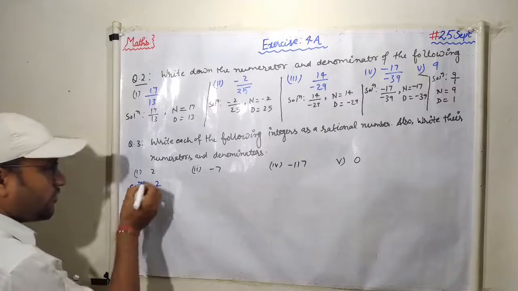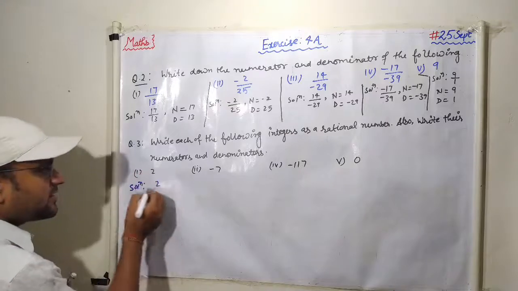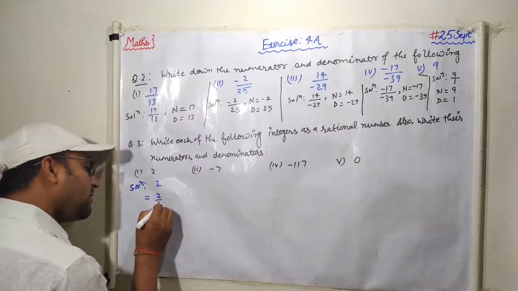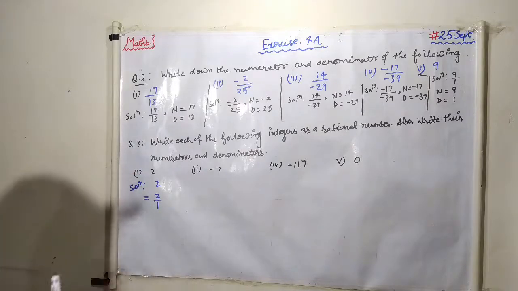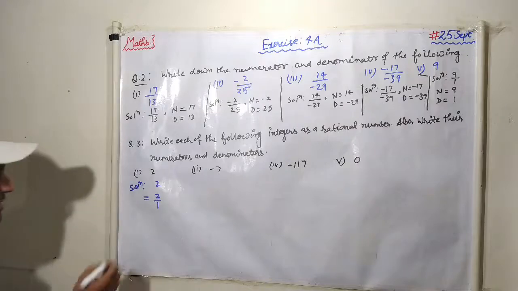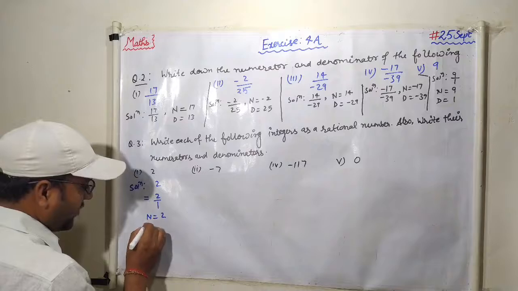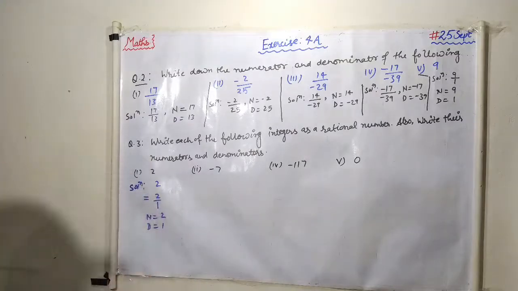Question 2, the first one. Change it into a rational number. So the rational number is 2 upon 1. If there is nothing in the denominator, you will write 1 as the denominator. So the numerator is 2 and the denominator is equal to 1. In all those questions, your denominator is 1.